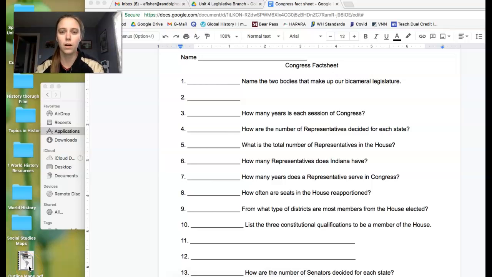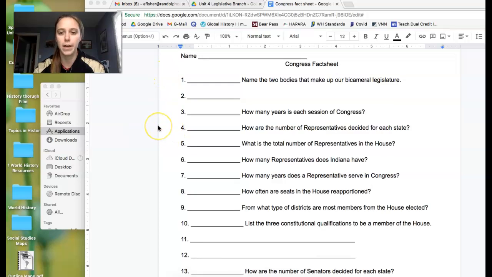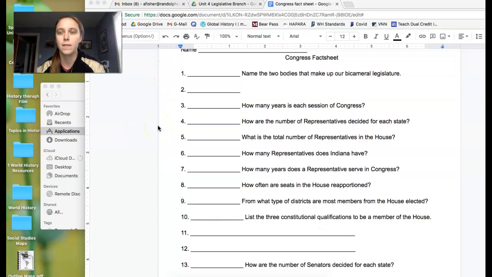Hello, hello. We are officially moving on to Unit 4, which is Congress. So we will be looking at the House and the Senate, how they function, what they do, and things like that while we wrap everything up. Your assignment for Monday, the 23rd of November is to fill out this Congress fact sheet, and we will actually fill it out together in this video.